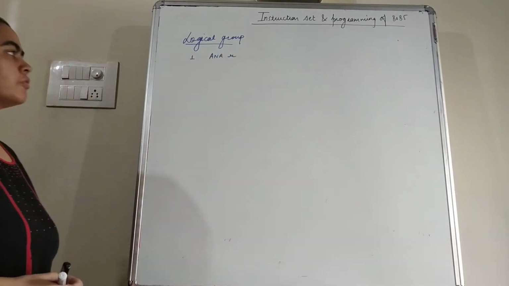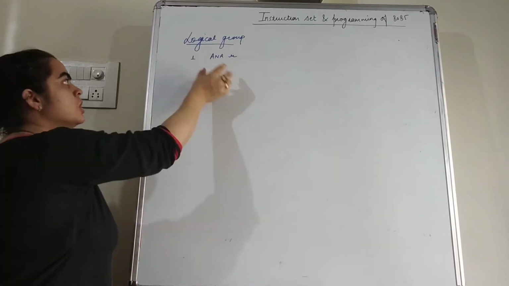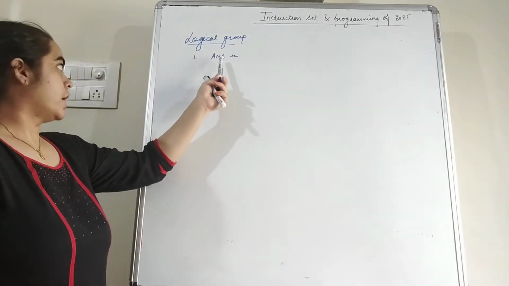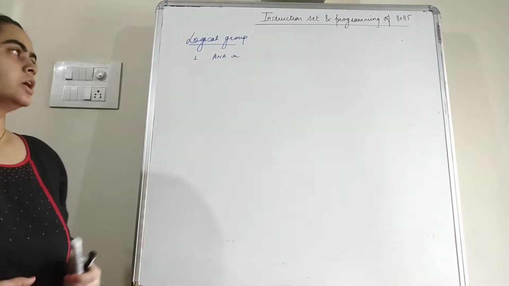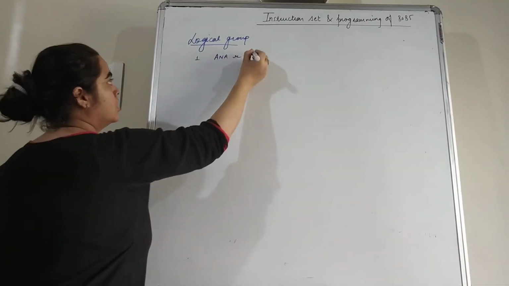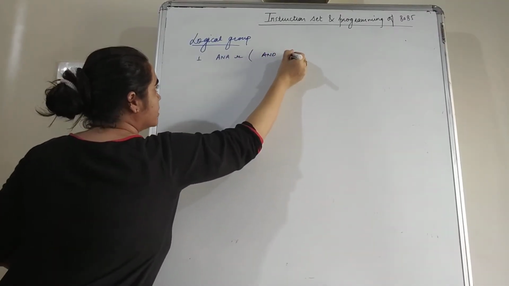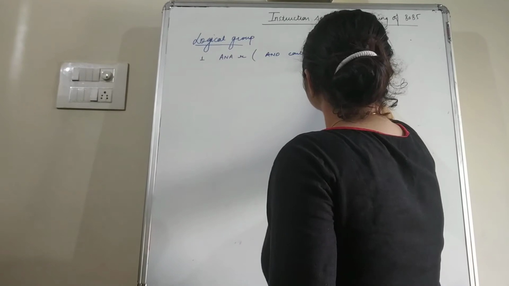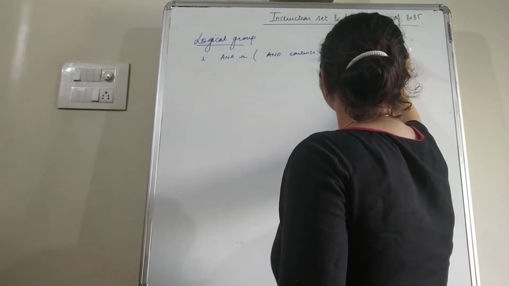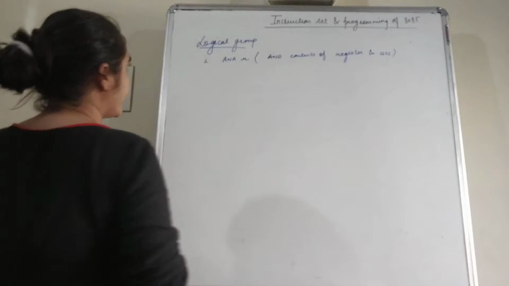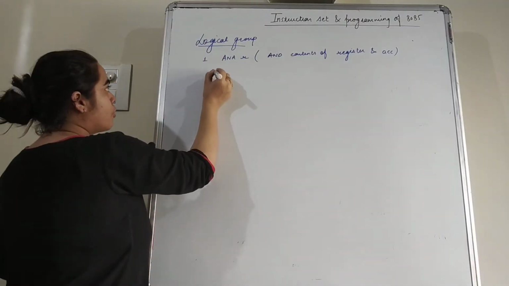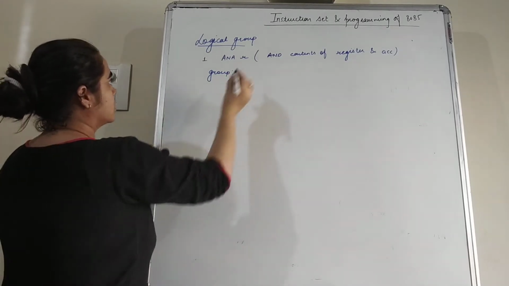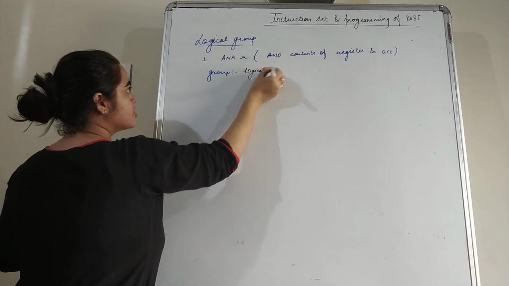The meaning of ANA R is to AND the contents of the register with the contents of the accumulator, and the result is stored in the accumulator. So here, AND the contents of the register and accumulator. This is the meaning of ANA R. Now the group of this instruction is the logical group, so ANA R comes under the logical group.